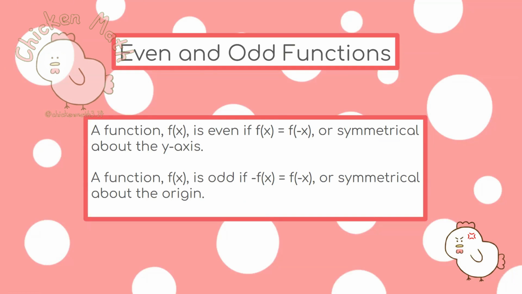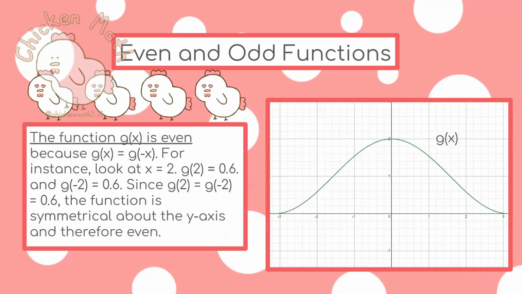So we're going to take a look at some graphs for that to make sense. Right here, g of x is going to be even because g of x equals g of negative x. So let's take a look at x equals 2. So for x equals 2, that means g of 2 is going to be 0.6. Right there is 0.6.